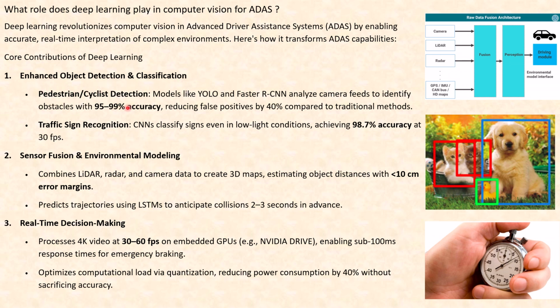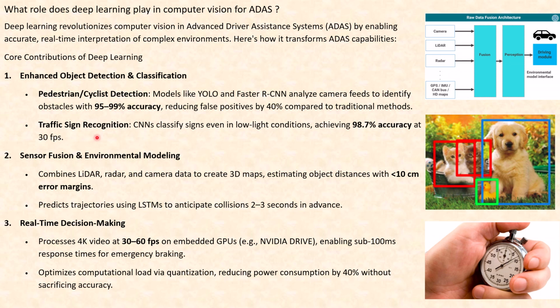Pedestrian and cyclist detection models like YOLO and Faster R-CNN analyze camera feeds to identify obstacles with 95 to 99% accuracy, reducing false positives by 40% compared to traditional methods. Okay, so with the help of deep learning, you are reducing the false positives by 40%, thereby enhancing your accuracy.